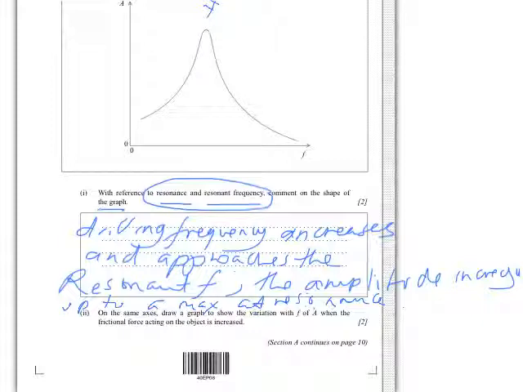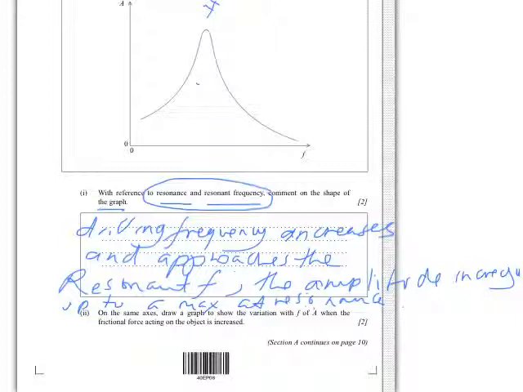On the same axes, draw a graph to show the variation of amplitude with driving frequency when the frictional force acting on the object is increased. So this is just something you need to learn off by heart. One of the major differences when you have damping, when you have friction acting, is that the peak is very much reduced, and it's also slightly to the left here.